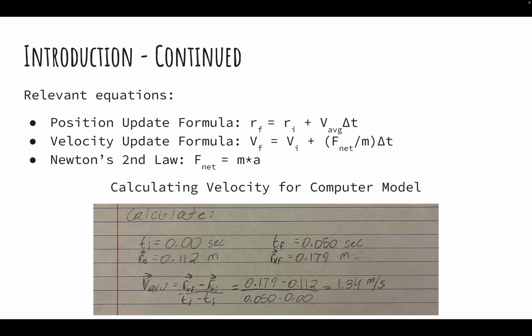Some relevant equations are the position update formula, the velocity update formula, and Newton's second law, F net equals ma, which can derive the two above. Below is a picture of my calculations, which show an initial and final position and time, which then allow me to calculate the average velocity, which I will use in my computational model later. I used the third and first position because it was an accurate time that allowed me to get a representative average velocity that will give me an accurate graph.